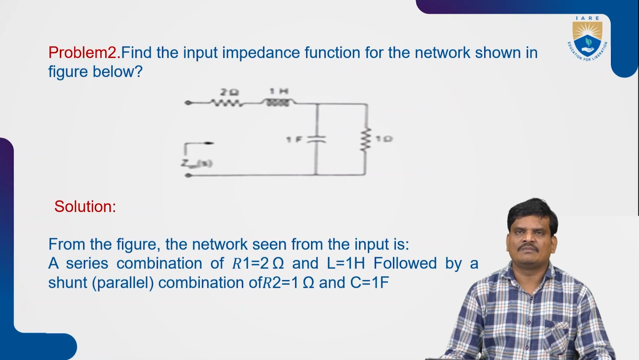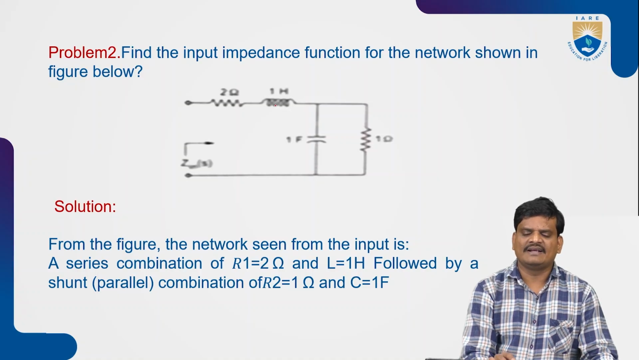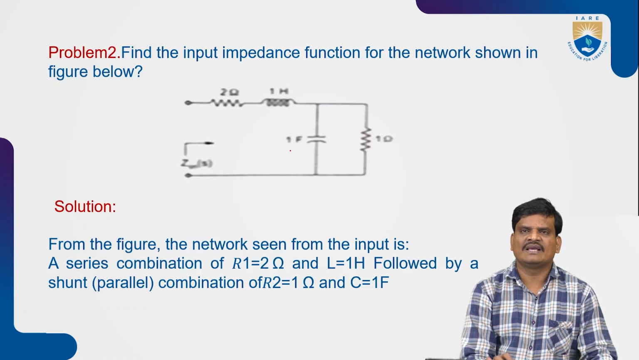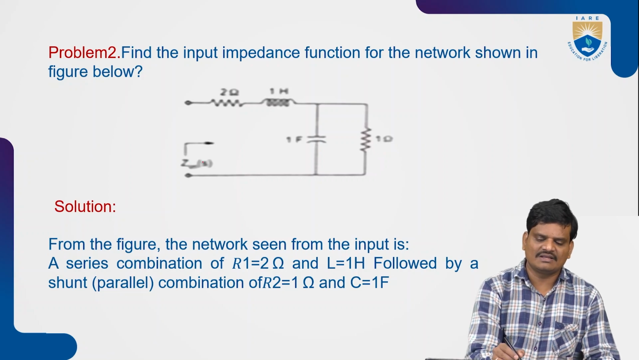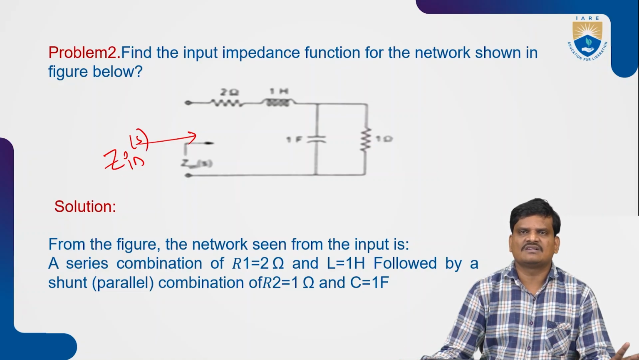Coming to the next model problem, here we need to find the input impedance function for the network shown here. The given network consists of a resistor of 2 ohms, an inductance element of 1 Henry, a capacitance of 1 F, and one more resistor at the end. The value of that resistance is 1 ohm. You need to calculate the input impedance, Zin(s). So this is the given circuit, which consists of two resistors of 2 ohms and 1 ohm, an inductor of 1 Henry and a capacitor of 1 farad.